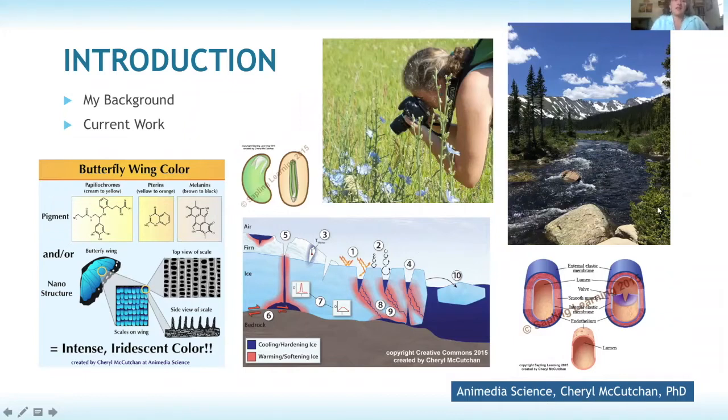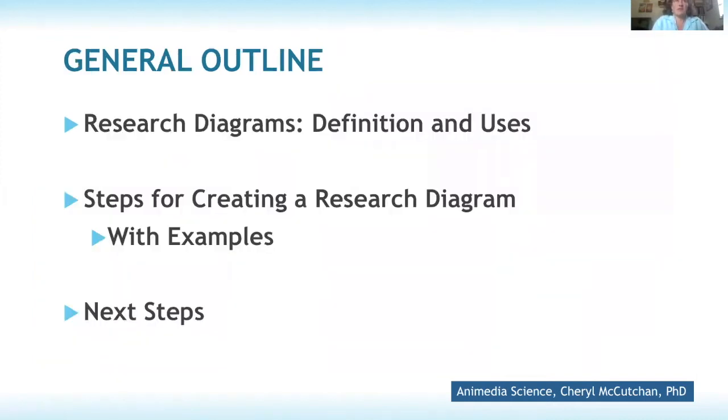Okay, so a general outline of what we're going to do today. I'm just going to give a brief discussion of what research diagrams are and what you can use them for. And then I'll go through the steps for creating a research diagram and use an example that I created for somebody who uses nanotechnology, and I'll get into that more. And then I'll have another example that I'll be asking for some audience participation on. Okay, so let's go ahead and dig in here.